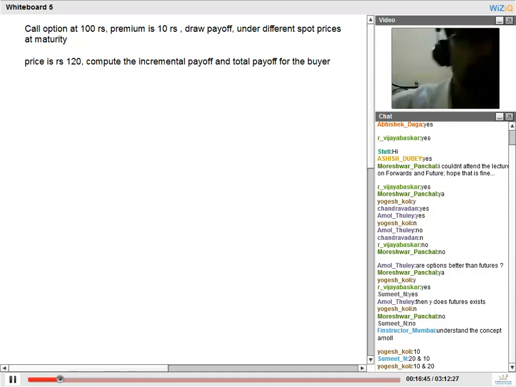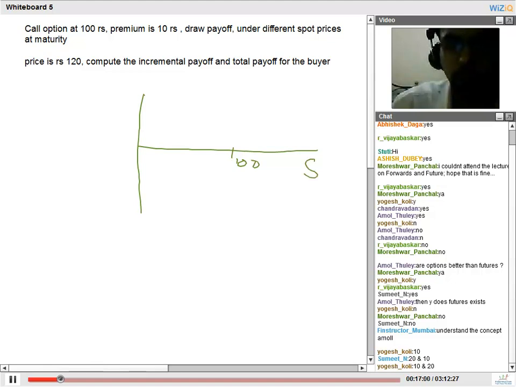In a similar way, we are going to try and value the asset at different levels of spot prices. So let's assume this is the strike price of 100. The x-axis is the spot prices represented by S. The y-axis is the profit.